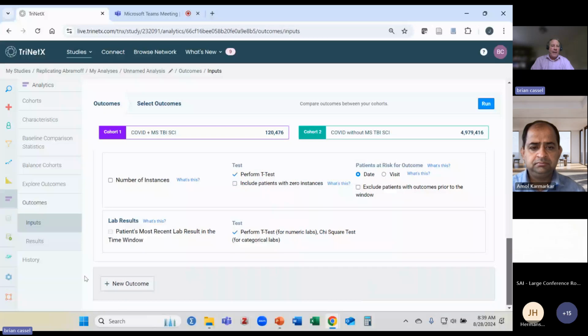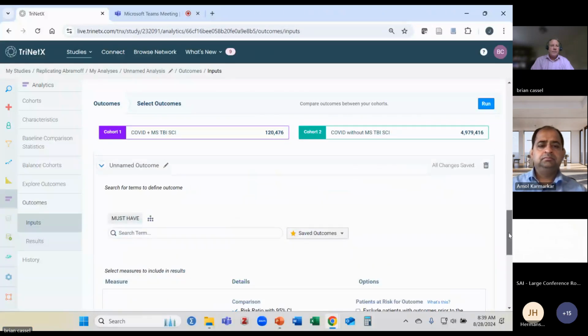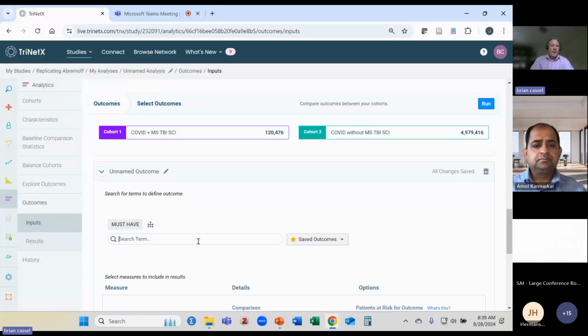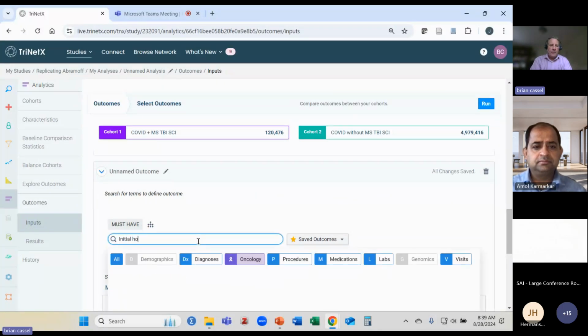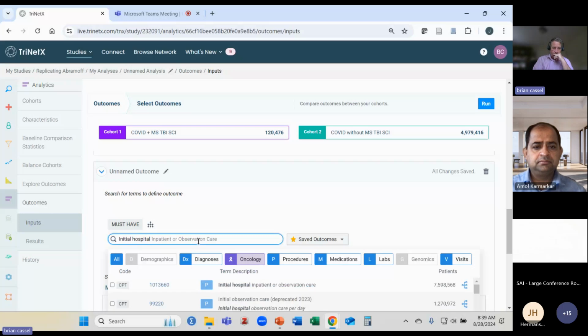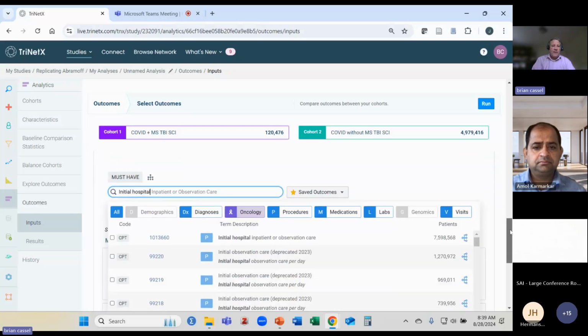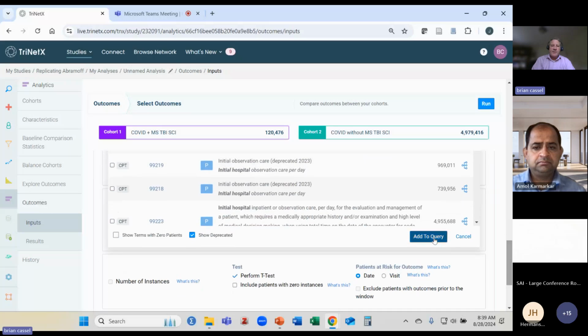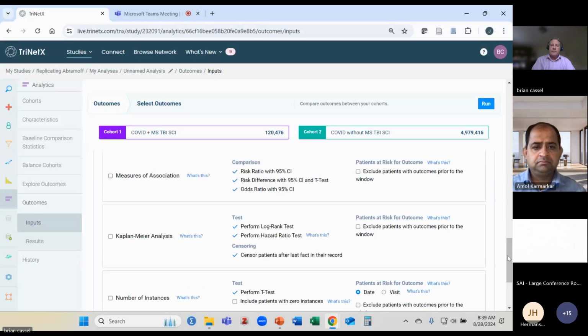I go down below that and I specify a second outcome. And this can be initial hospital care. And I use the CPT code for that. This is the family of CPT codes that's related to initial hospitalization care. You can do more specific ones if you want.